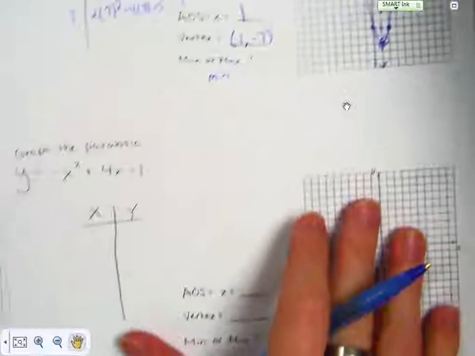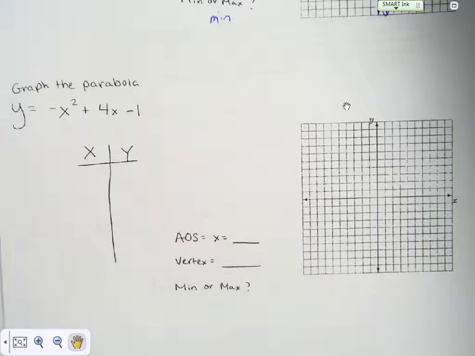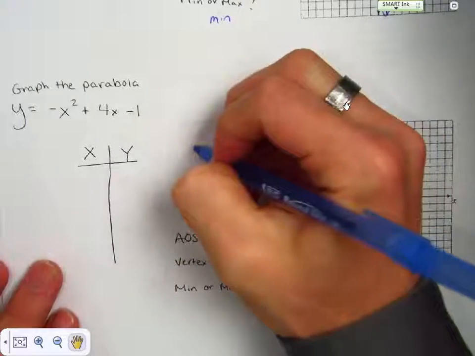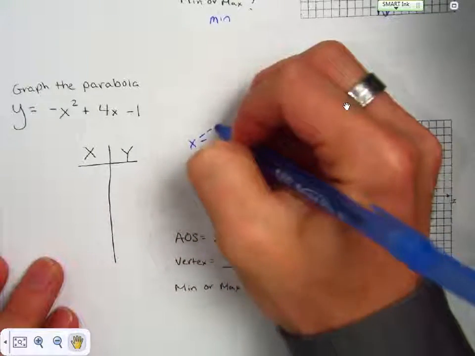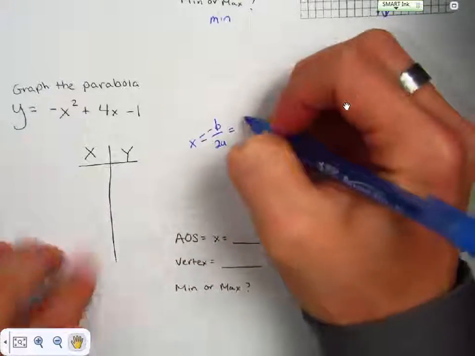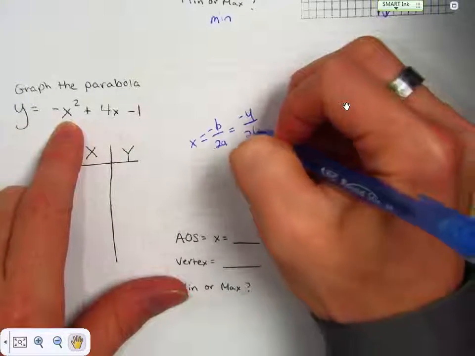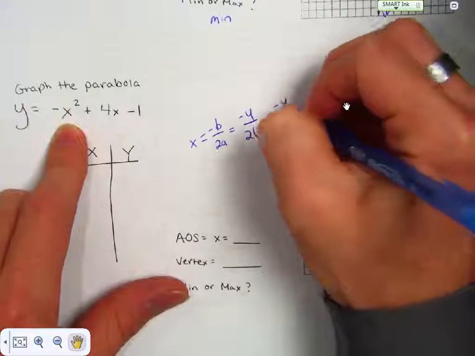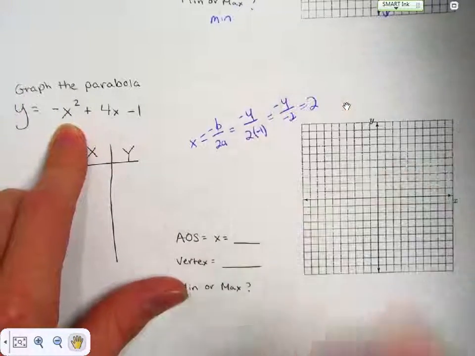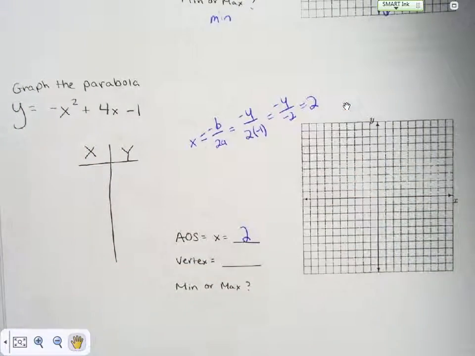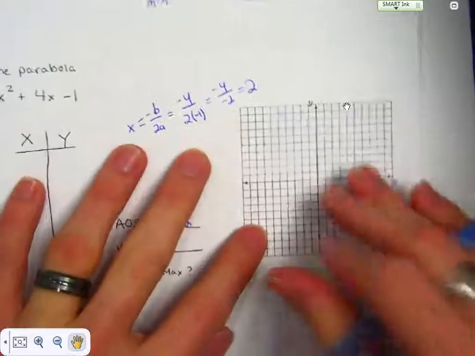Next one. Graph this parabola. Same idea. I'll do the opposite of B over 2A. Opposite of B in this case is negative 4. 2 times A, well, that's 2 times negative 1. That's negative 4 divided by negative 2, or positive 2. So at x equals 2 is my axis of symmetry. I'll draw a dotted line at x equals 2.